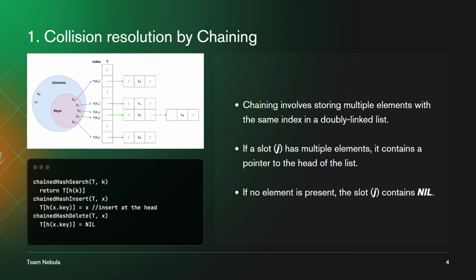Pseudocode for operations. Chained hash search searches for an element with key k in the hash table T by returning the element at the index h(k). Chained hash insert inserts the element x into the hash table T by setting the element at the head of the linked list at index h(x.key) to x. Chained hash delete deletes the element x from the hash table T by setting the element at index h(x.key) to nil.